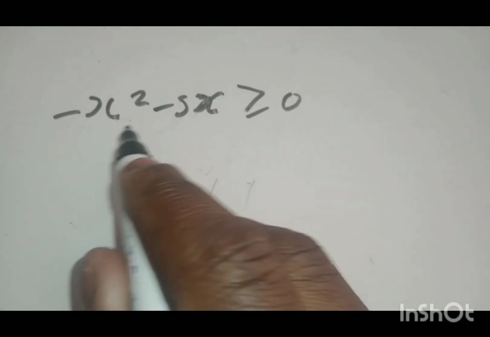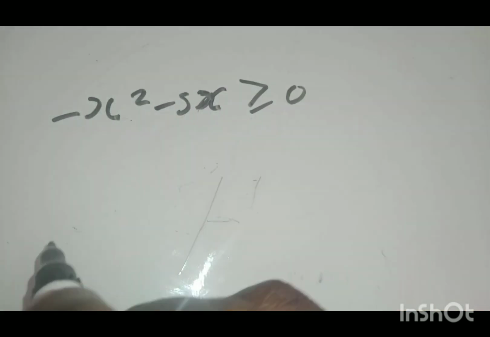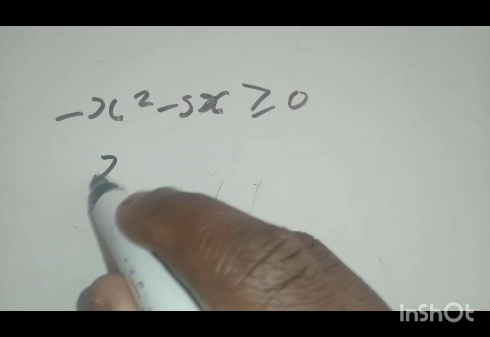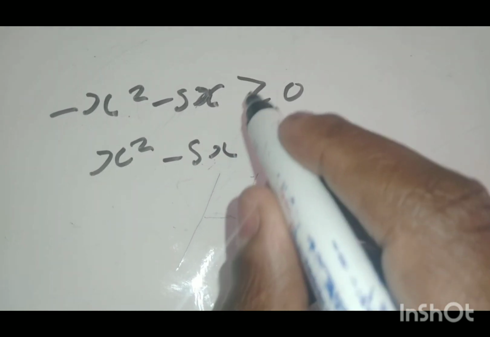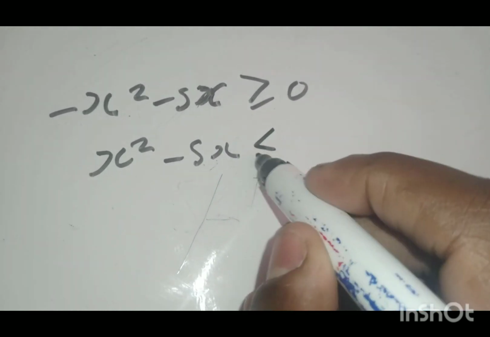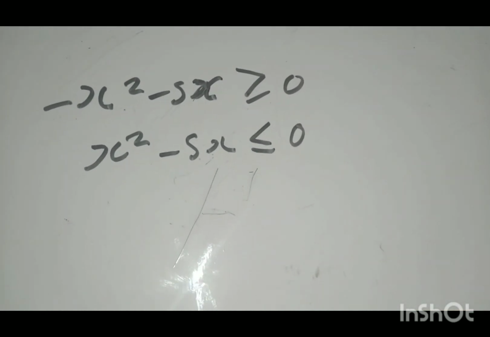But since we have a negative x squared, we cannot factorize with a negative x squared. So we have to divide everything by negative. You divide this by negative, it becomes a positive. Divide by negative, it becomes a positive. Then the sign of the inequality will change. Every time you divide or multiply by negative, the sign of the inequality does change.